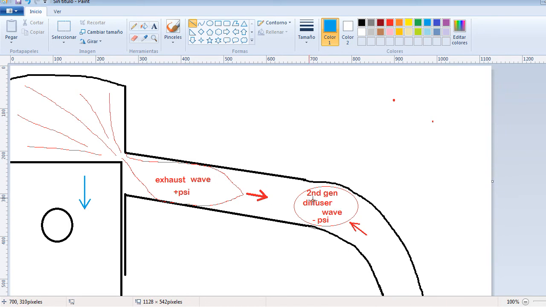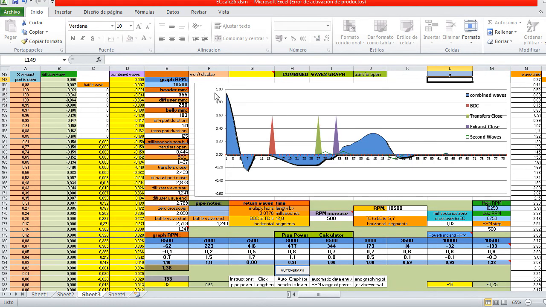So as it comes back, if it comes back right when this exhaust wave is beginning to form, it is actually on top of it, and it's a negative pressure, and the exhaust wave is a positive pressure, so it lowers the exhaust wave. And as you lower that exhaust wave, it also lowers the diffuser wave and the baffle wave. So it reduces the boost that is created by the pipe. So it's very, very important. And I'm glad it's finally incorporated in this version.